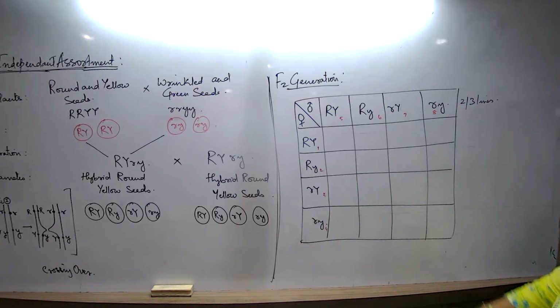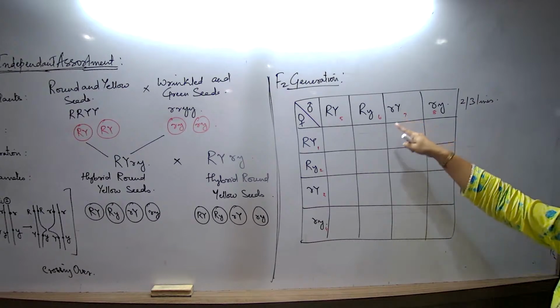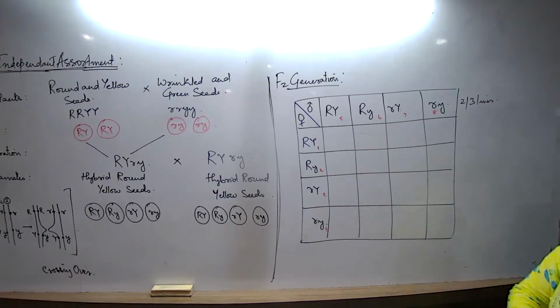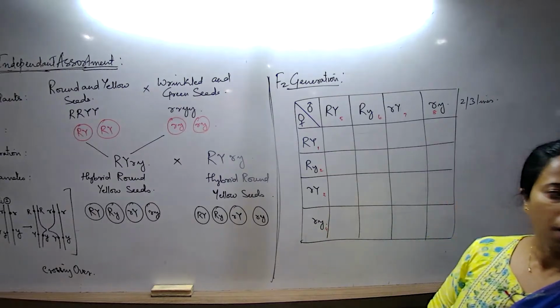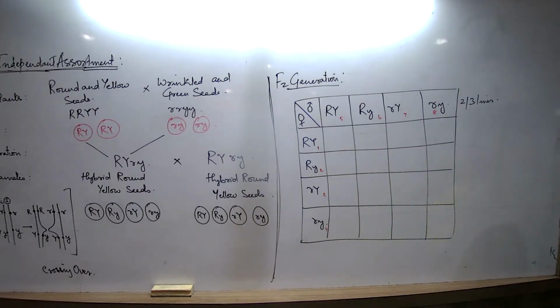Got it? This arrangement may shift a little here and there, that is no problem. But see that you write all the 4 types. Did you understand? All the 4 types.